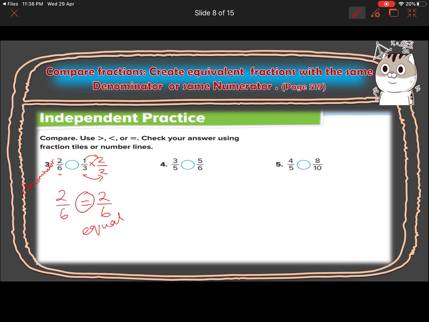Now, question number 4 is a little bit different. So see this method also. Here we are going to use the cross multiplication. Why will we use the cross multiplication? Because if you observe 3/5 and 5/6, there is no common multiple of 3 and 5 and 5 and 6. So here we will use the cross multiplication method.